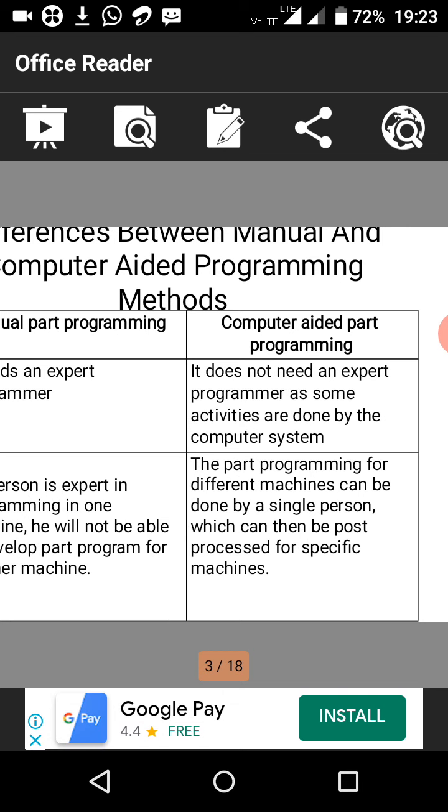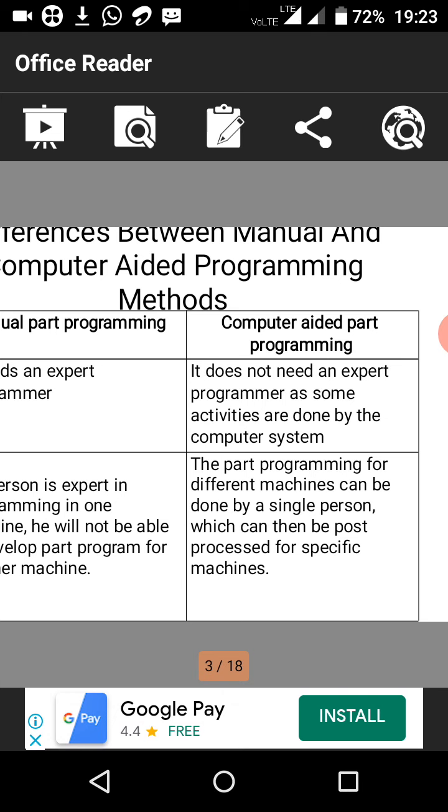Next, in manual part programming, no additional information is available. So whatever program we write, we should feed that into the system and check it. That is the only way. No other information will we get.